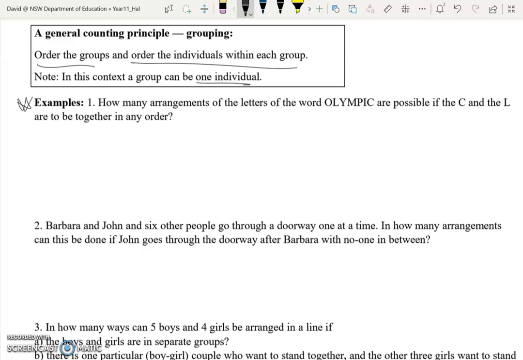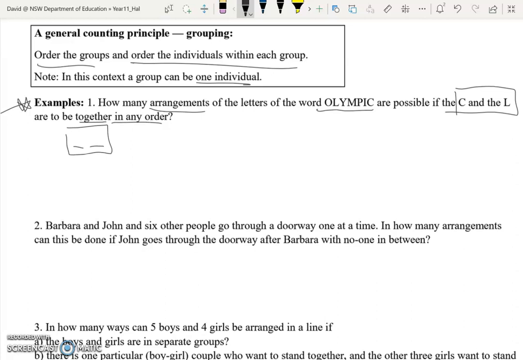So I'm going to explain the logic using an example. How many arrangements? So we're looking at ordered. Whenever you see arrangements, ordered selections, that's what you're thinking. Of the letters of the word Olympic are possible if C and L are together, in any order, so it can be CL or LC, doesn't matter. So the first thing we do is that C and L have to be together in a block. We put a block there for C and L.